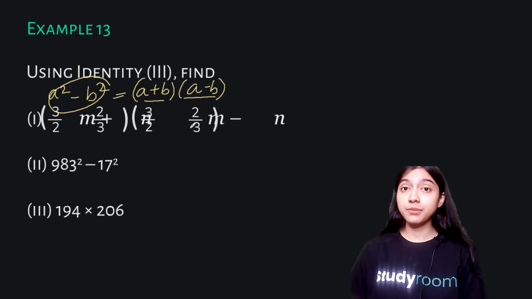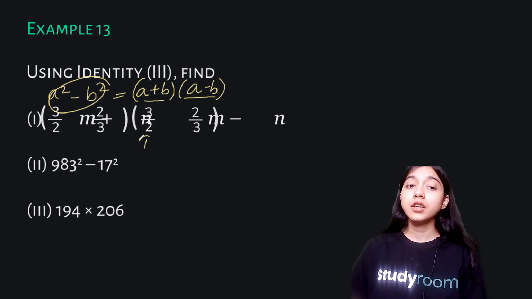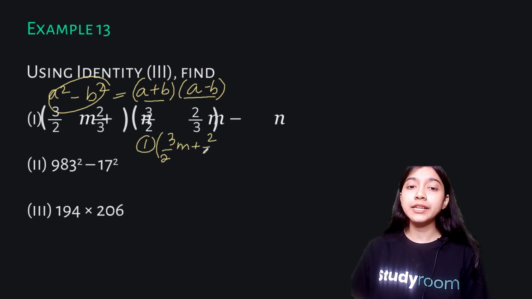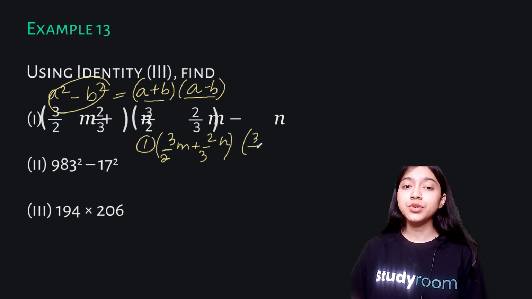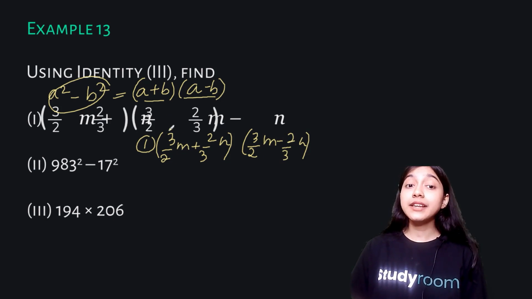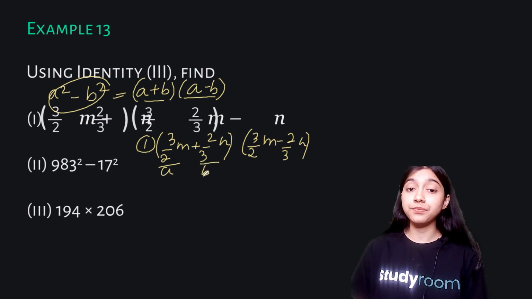Over here in question number 1 we have some misprinting. So let me write the question to you. The question basically is 3 by 2m plus of 2 by 3 times of n, and this is again multiplied with 3 by 2m minus of 2 by 3n. Now just compare this with the identity 3. Can't you see that this is a, like just consider it as a and consider this as b. Again this 3 by 2m, so we have taken 3 by 2m as a. So this is a and again this is b.